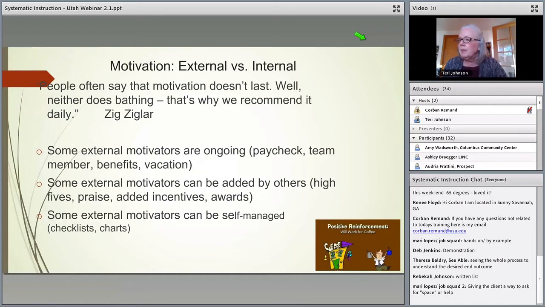And then for other people, external motivators can be self-managed, checklists, charts. For some people, it's just being able to check an item off a list that brings them to the next point on the list.